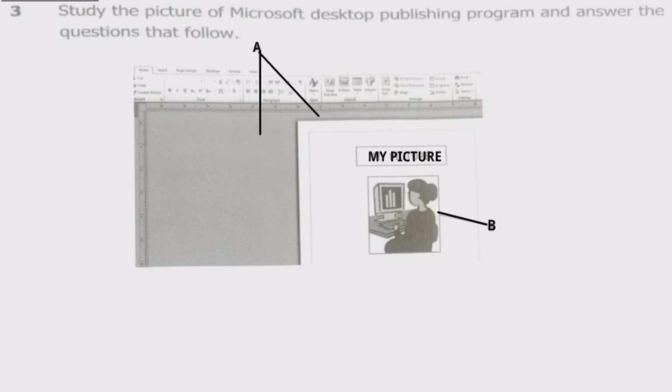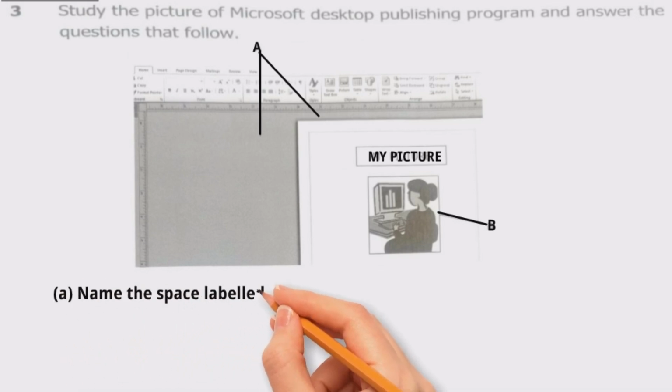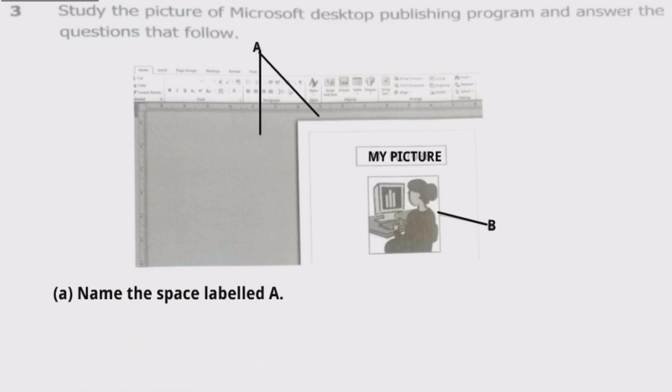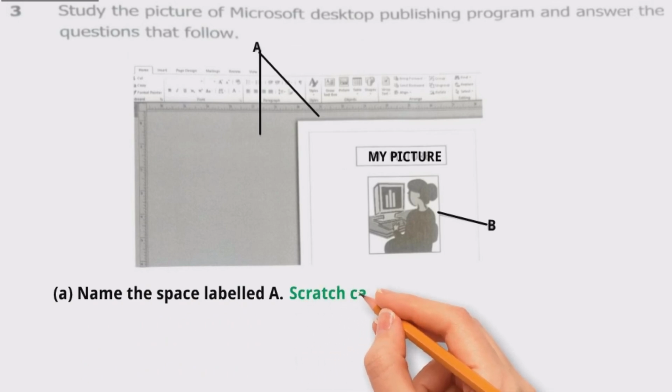Okay, now once we have studied the diagram, what we can do now is go to the actual questions and answer each question. So let's come to question 3A, which is name the space labeled A. The space labeled A is called scratch cards. Okay, we come to 3B.